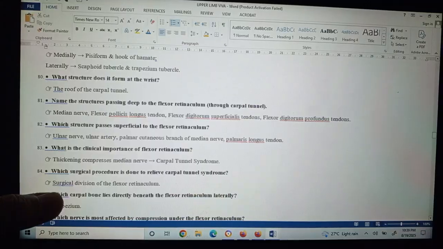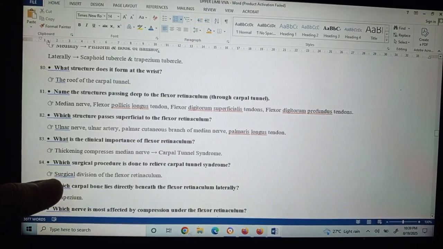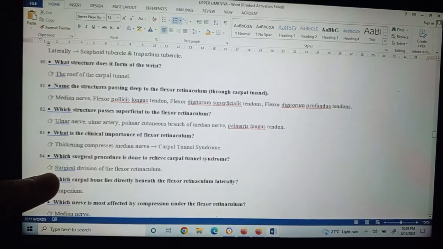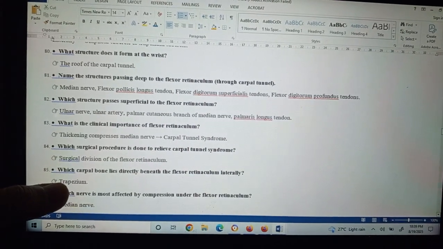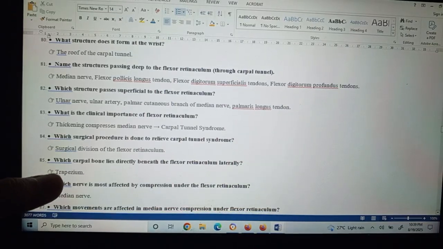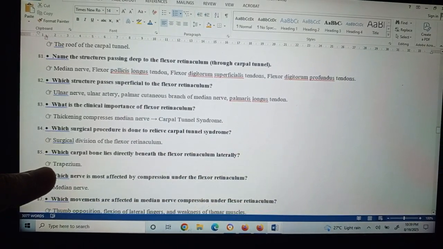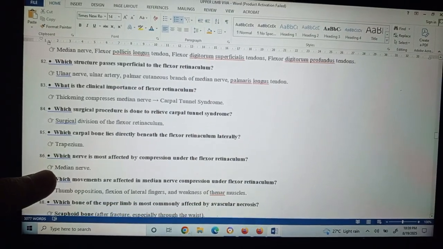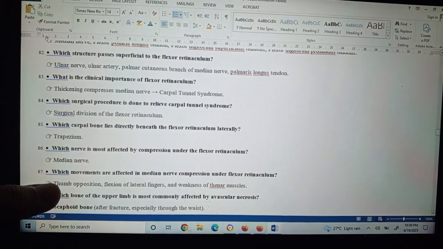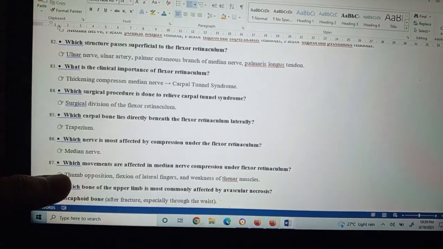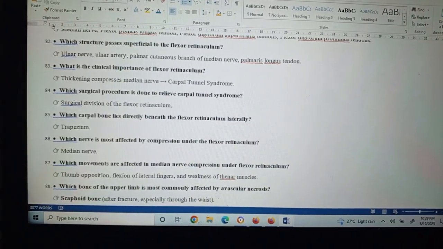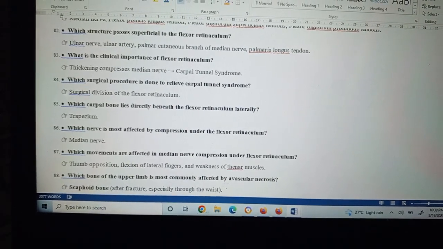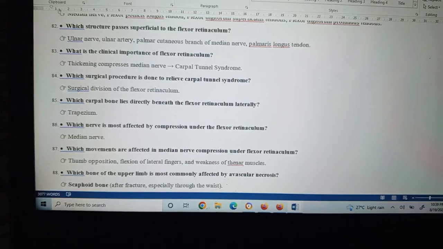Which structures pass superficial to the flexor retinaculum? Ulnar nerve, ulnar artery, palmar cutaneous branch of the median nerve, and palmaris longus tendon. What is the clinical importance of the flexor retinaculum? Thickening compresses the median nerve, which leads to carpal tunnel syndrome. What surgical procedure is done to relieve carpal tunnel syndrome? Surgical division of the flexor retinaculum is done to relieve carpal tunnel syndrome.